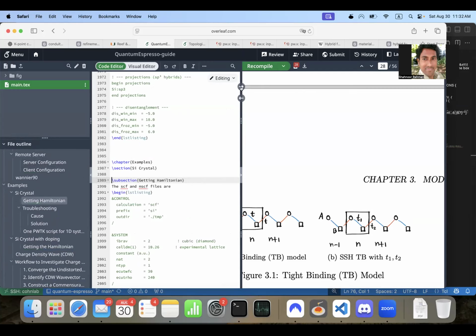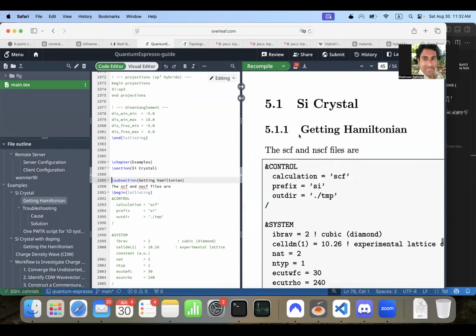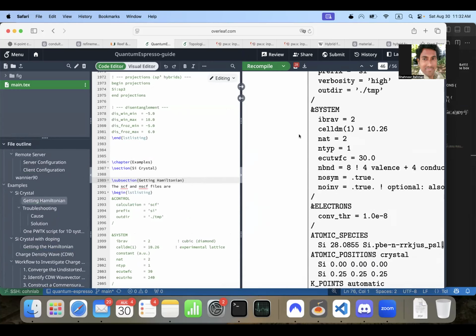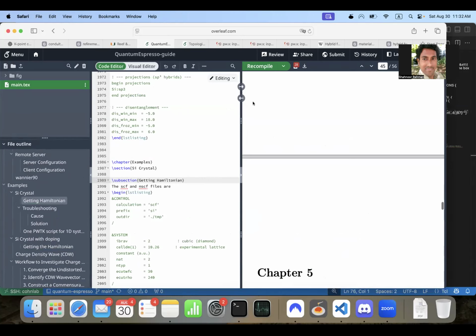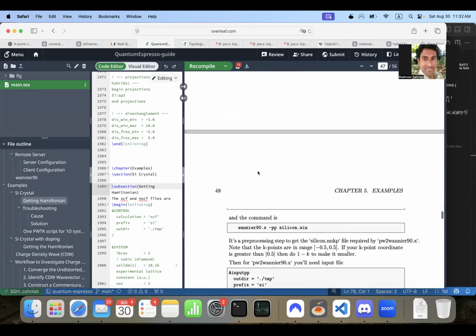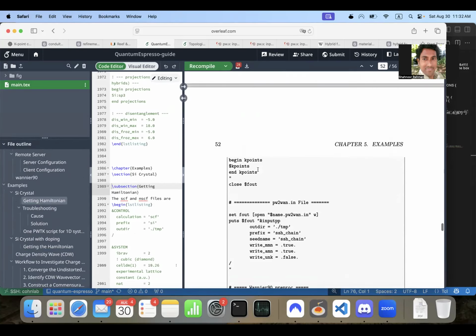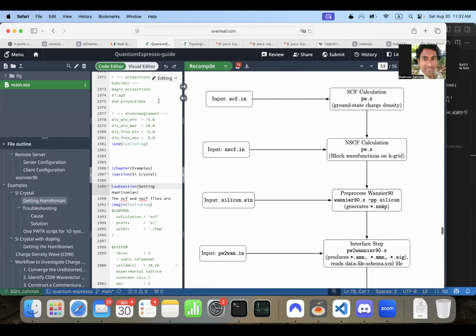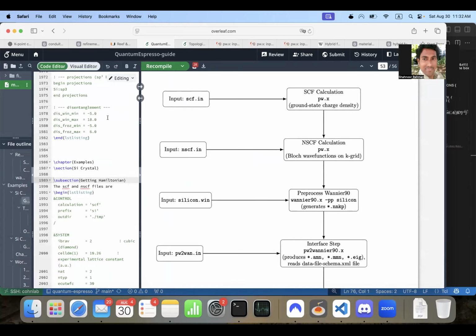I think I have a nice graph here. Just give me a minute. I have a flow chart that will probably help. This flow chart is interesting.